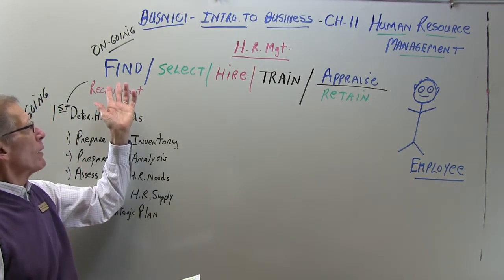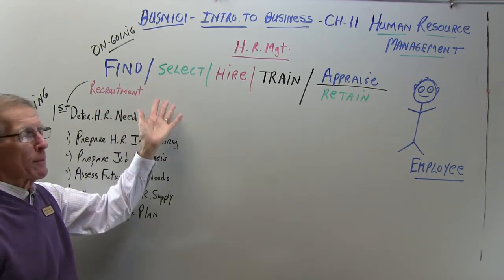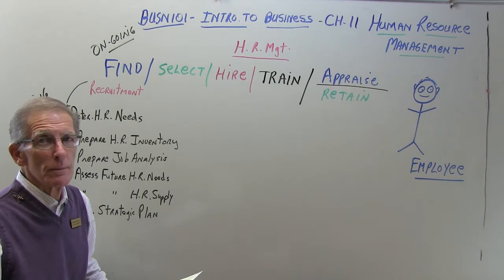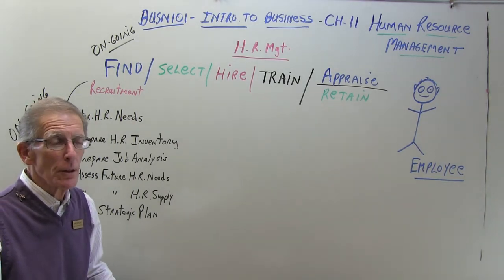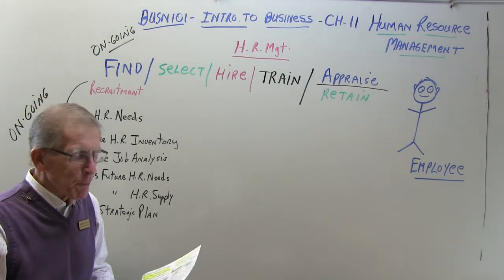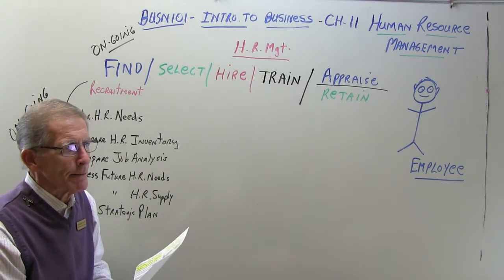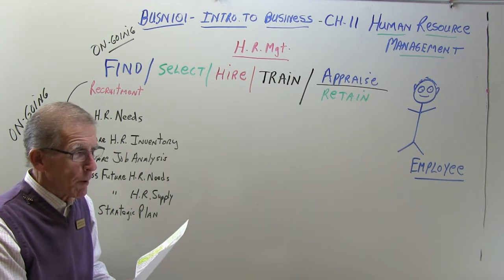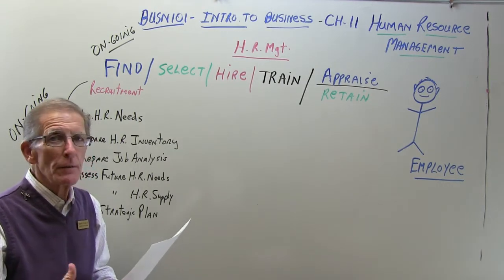Let's just say we had 25 applicants and we got three positions. So we have to eliminate 22 people. We want the three best fit. Obtain a complete application. All right. So you want to get a complete application from that employee. That's probably going to be received online.